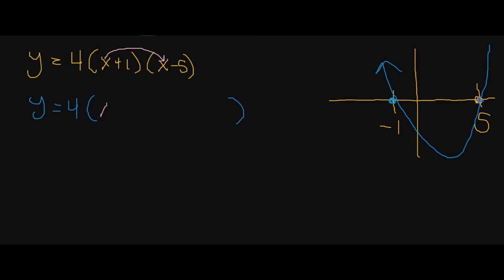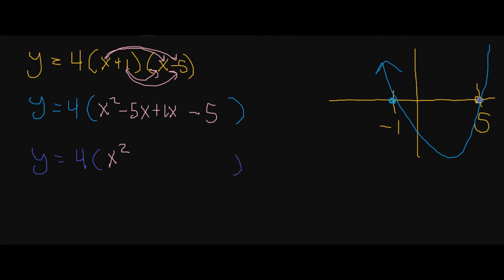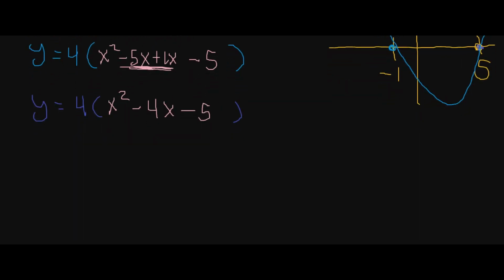x times x, well, that's x squared. Now I'm going to do x times negative 5, and that's going to be negative 5x. 1 times x is going to give me plus 1x. And then 1 times negative 5 is going to give me negative 5. So here I'm going to get y is equal to 4 parentheses x squared, negative 5x plus 1x, that's going to give me negative 4x, and then minus 5. Now all we do is we go ahead and distribute the 4 across.